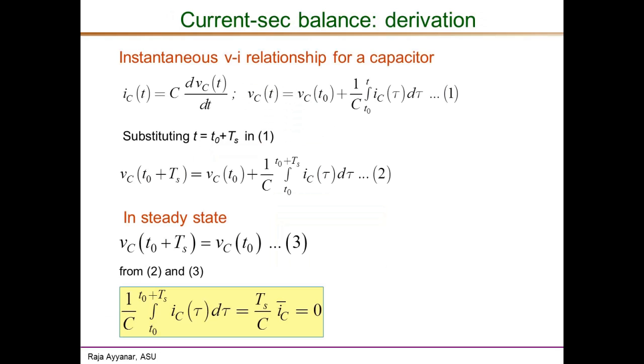And again, if you multiply this by Ts and divide by Ts, then this term, including that 1 over Ts term, is nothing but the IC bar, the cycle by cycle average value of IC. So therefore, Ts over C times the IC bar is 0, or the IC bar, cycle by cycle average value of capacitor current, is 0. And this is only in DC steady state, because right here we invoked the definition of DC steady state in order to come up with this expression.